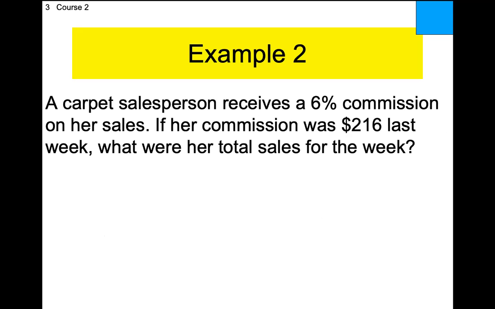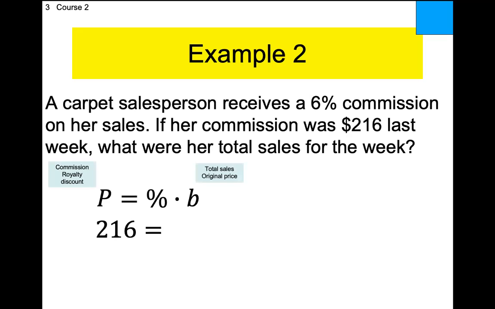A carpet salesperson receives 6% commission on her sales. If her commission was $216 last week, what were her total sales? Okay, what does P stand for? P stands for the commission. Does it say what her commission was? 216. Well, that was easy. So P is 216. Does everybody see where I get that from? Do we know the percent? Yes. What's the percent? 6%. But it's got to be written as a decimal. 0.06.